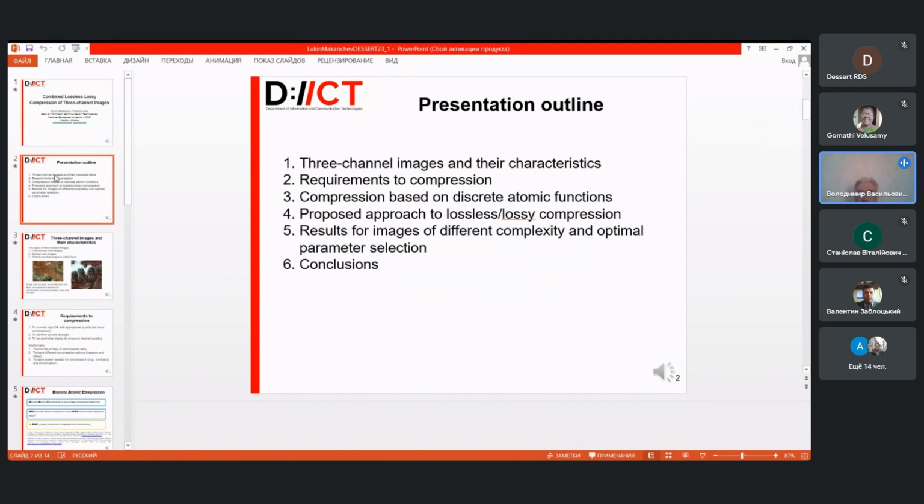And the presentation outline is here. So, first of all, I would like to say some words about what are colour images and what are their characteristics. Then requirements to compression. Then a few words about compression based on discrete atomic functions. Then I will give details about the proposed approach to lossy compression. After this, there are a few slides about the results for images of different complexity and optimal parameter selection. And finally, the conclusions will be given.